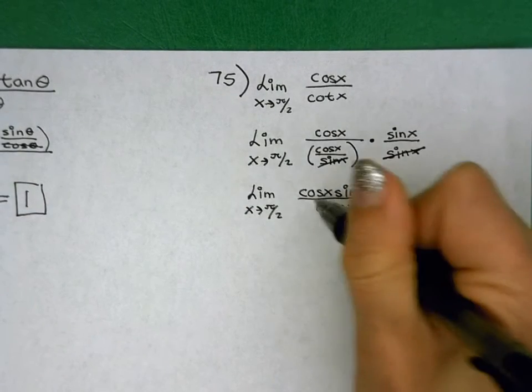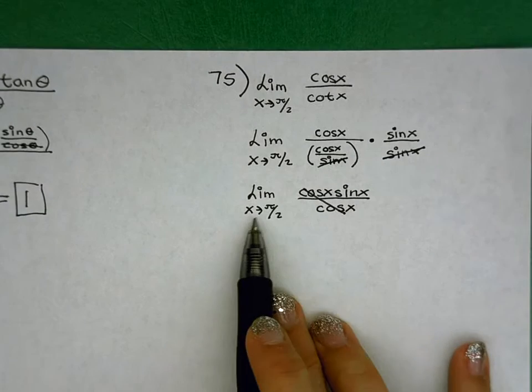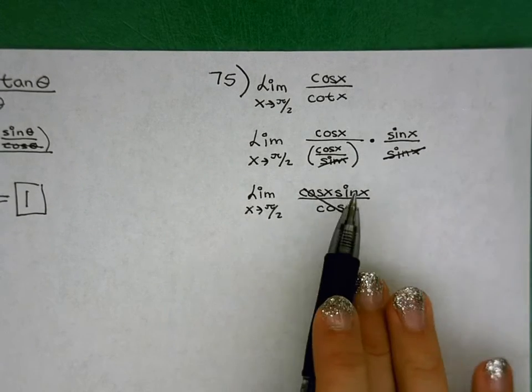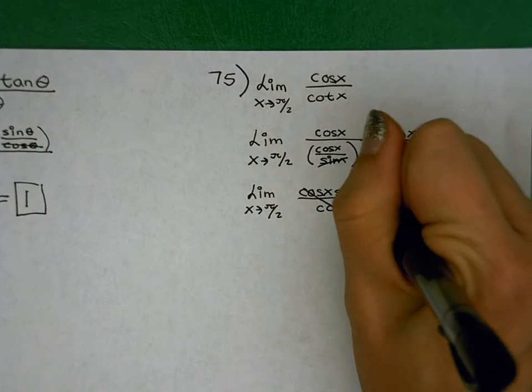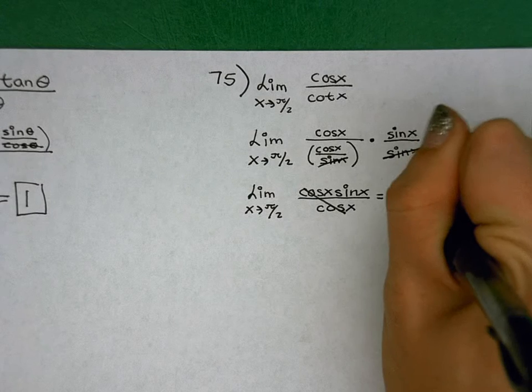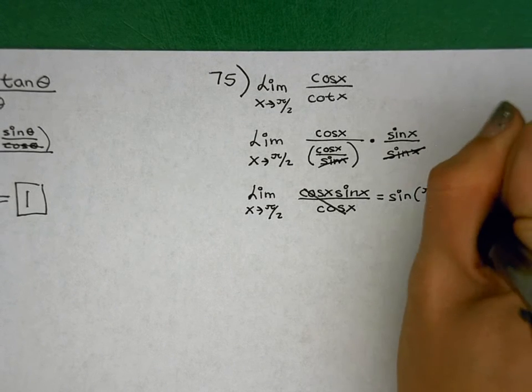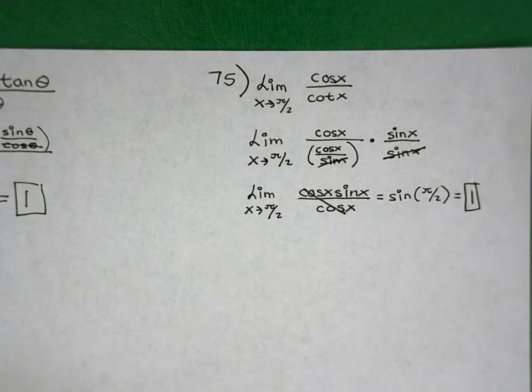Right there, I see two terms that can cancel. Cosine x can cancel, and so I'm left with the limit as x approaches pi over 2 of sine x. Well, when you plug in there, you get sine of pi over 2, which is 1. And there's your answer.